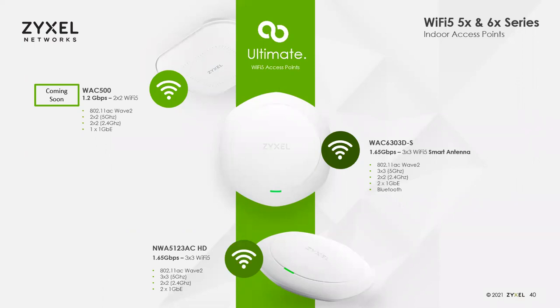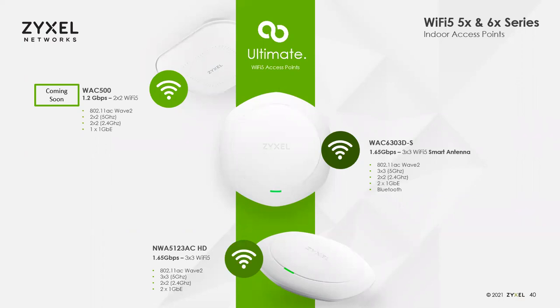The step up from that here, we have the WAC 6303D-S. So this is our entry-level access point with smart antenna technology. It's faster on the 5 gigahertz radio, about 30% faster than the WAC 500. Gets you that bonus of the smart antenna technology, and it gets you dual Ethernet ports. So you can have Ethernet come in from your switch to the access point, and you can run another Ethernet cable out to an additional device to provide LAN access to.